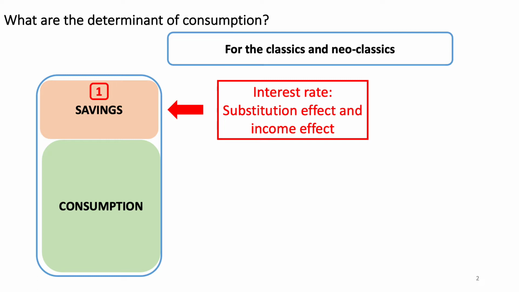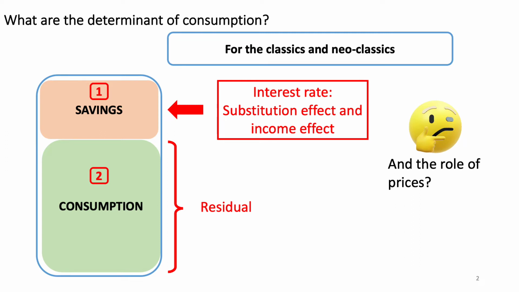This is the substitution effect. There can also be an income effect. An increase in the interest rate means an increase in future income, which may encourage households to save less and consume more. So, to sum up, households decide how much to save according to the interest rate, and what's left will be dedicated to consumption. In other words, consumption is a residual. It is what is not saved. The interest rate, in this context, is at the center of this trade-off between consumption and savings.